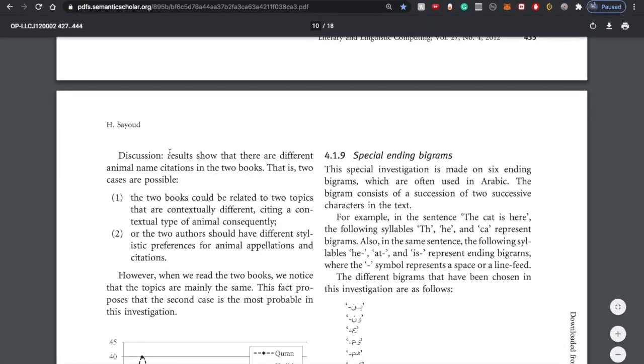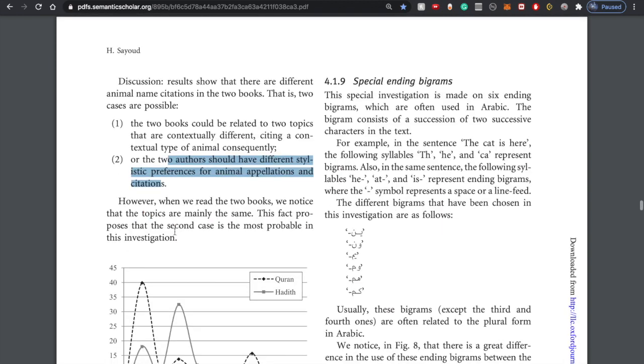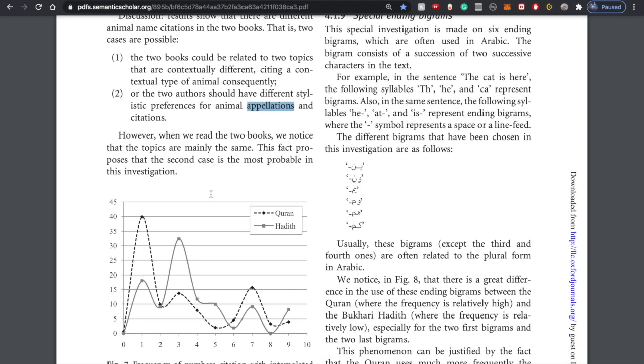So they note here that the results show that there are different animal name citations in the two books. That is, 2 cases are possible. Either the 2 books could be related to 2 topics that are contextually different, citing a different type of animal consequentially, so it's just a difference based on the context, or 2 different writing styles that prefer certain animal appellations and citations. I don't know if I pronounced this word correctly, but whatever. I think we all know what that means, right?